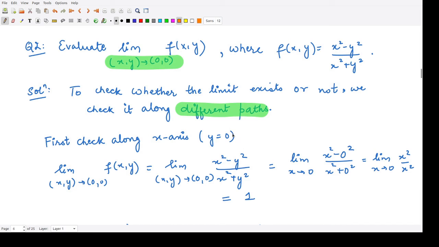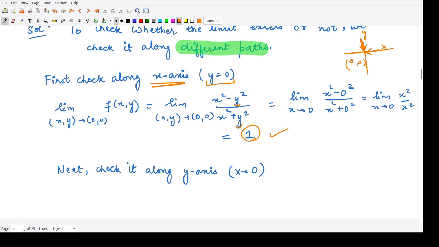Now we will check it along different paths. So firstly, to move towards this point 0, 0, suppose this is the coordinate axis, we can move along this axis, this is the y-axis, and we can also move along this axis, that is the x-axis. So the path here would be y is equal to 0. So what we do here is we substitute the value of y as 0. So when you substitute y is equal to 0, you will evaluate the limit as equal to 1. So this is the limit when you take the path along the x-axis.